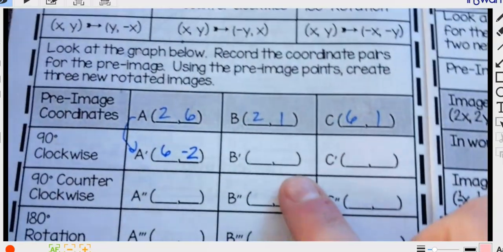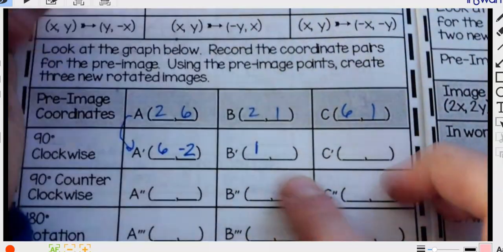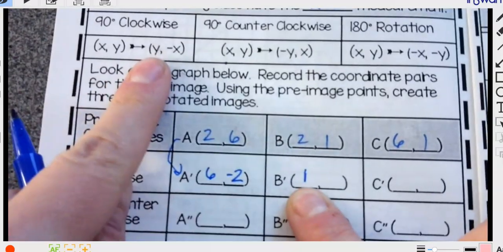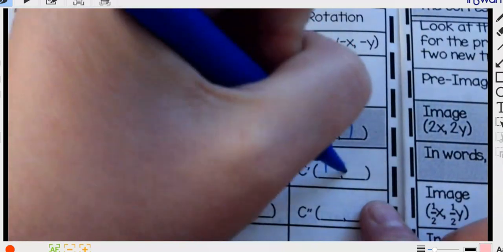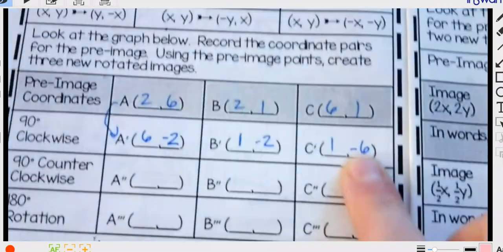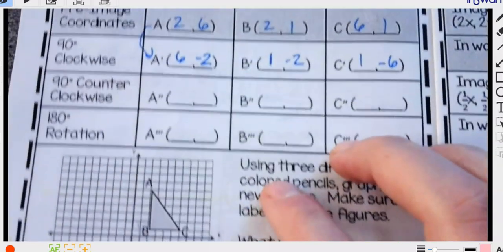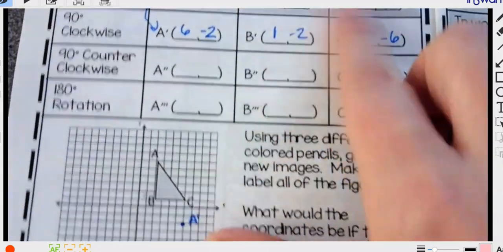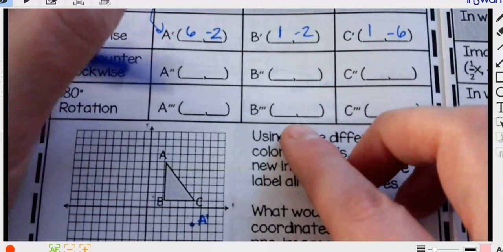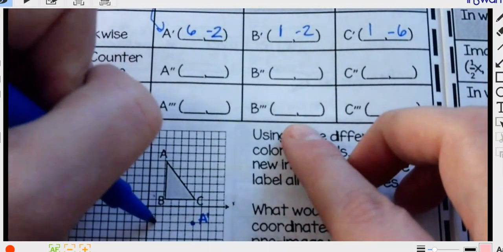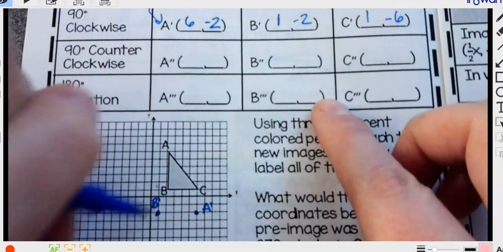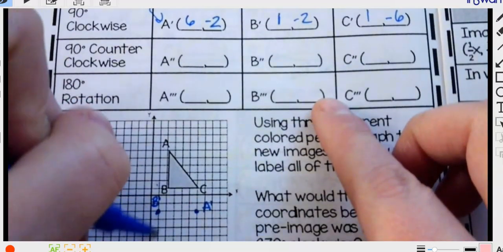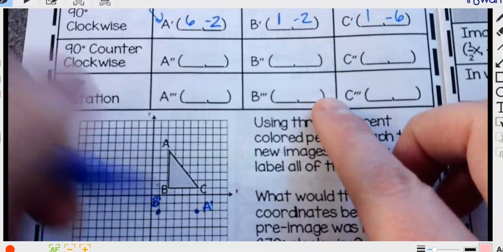So let's do the same for B and C. We're going to switch them. The y stays the same. The x changes sign, so -2. So 1, -6. Okay? So I'm going to take these 2 points and I'm going to plot them. 1, -2. That is our B prime. 1, -6. That is our C prime.